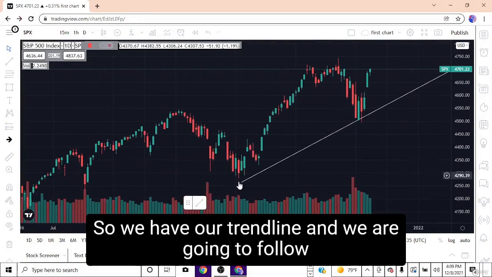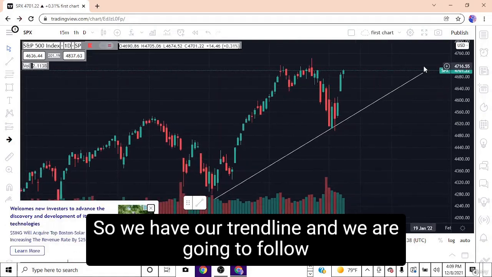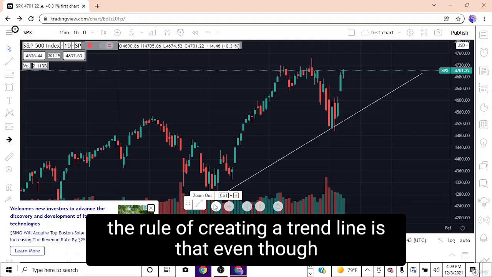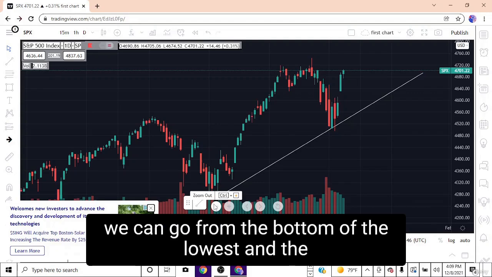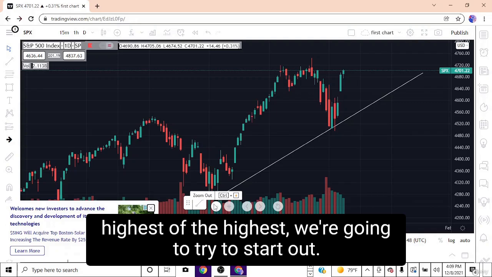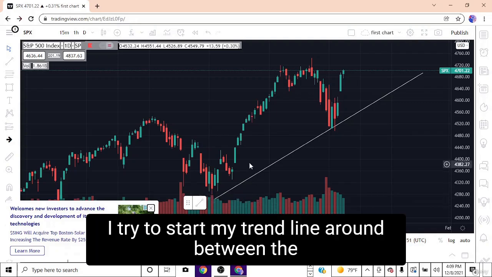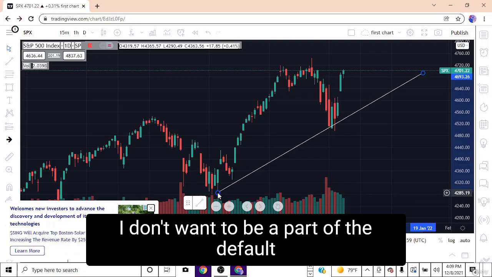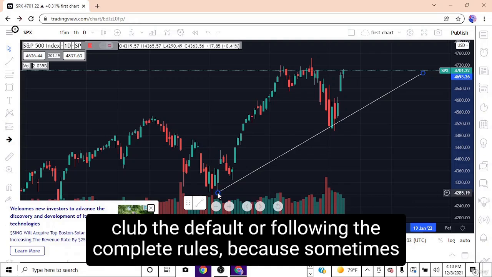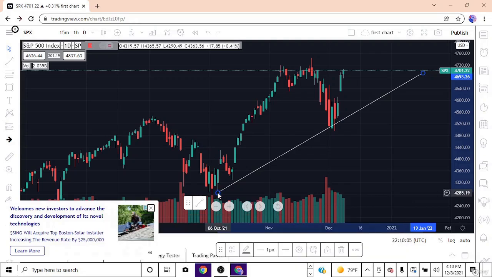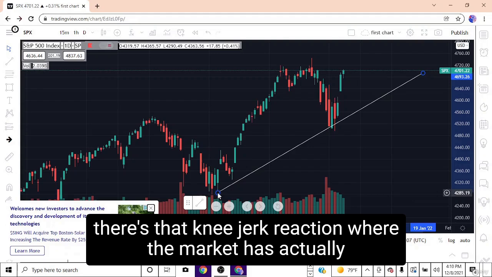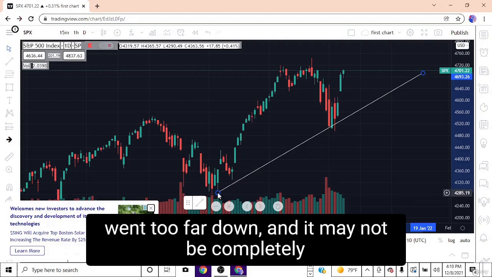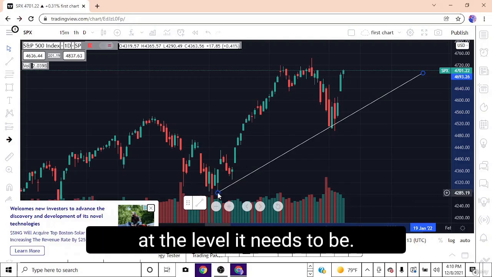Okay, so we have our trend line, and there we're going to follow the rule of creating a trend line. Even though we can go from the bottom of the lowest and the highest of the highest, I try to start my trend line between the third or the fourth bar instead of the complete bottom. I don't want to be part of the default club, following the complete rules, because sometimes there's that knee-jerk reaction where the market has actually gone too far down and it may not be completely at the level it needs to be.